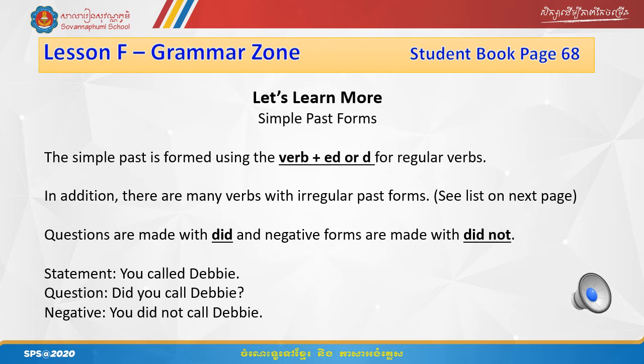So, example of a statement, you called Debbie. Called, C-A-L-L-E-D, simple past tense of a regular verb. To form a question, did you call Debbie? To form a negative statement, you did not call Debbie. Okay, now we can just think about this a little bit. This goes beyond our lesson, but it's important for you to understand that there are three forms: statements, questions, and negative statements. Okay, let's move on.